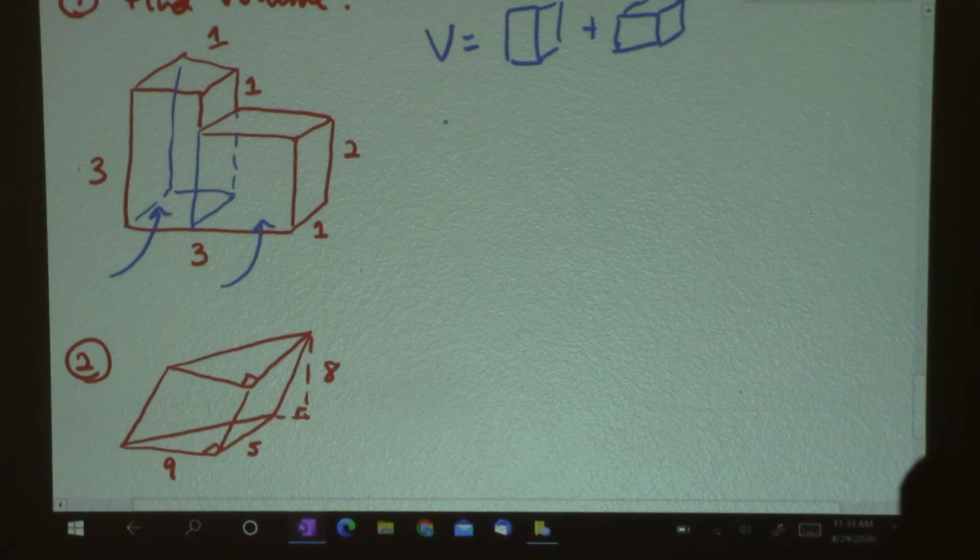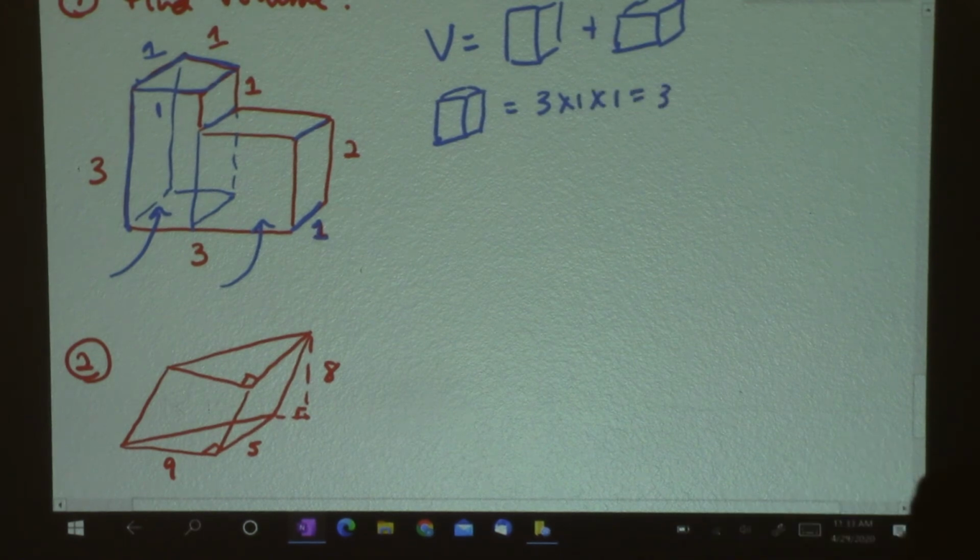Okay, so my volume of the big one is, I've got 3 here, and look at here, I've got 1 here, so I know I have 1 here, so that's good. And then going back, what have I got? I've got 1 here. See, this is a 1 down here, so that means 1 is here, 1 is here, 1 is here, and 1 is here. So that means that is 1 also. So the big one is 3 times 1 times 1, which is 3.